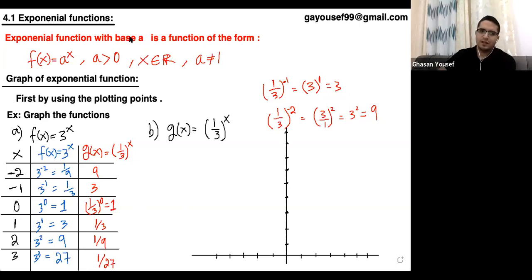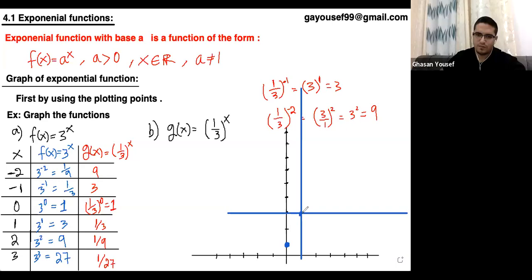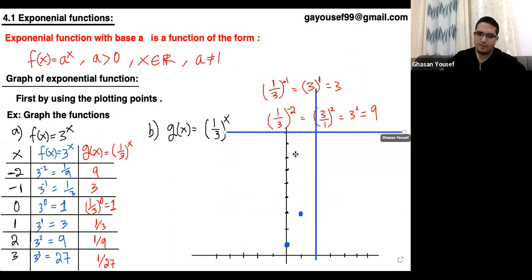So let me start. At 0, I will get 1. So 0 and 1 is the first point. Now, at 1 it's 3. So here is the 1 and here is the 3, so the point should be here. Okay, at 2 it's 9. Here is 2, and here is 9. So here is the point.